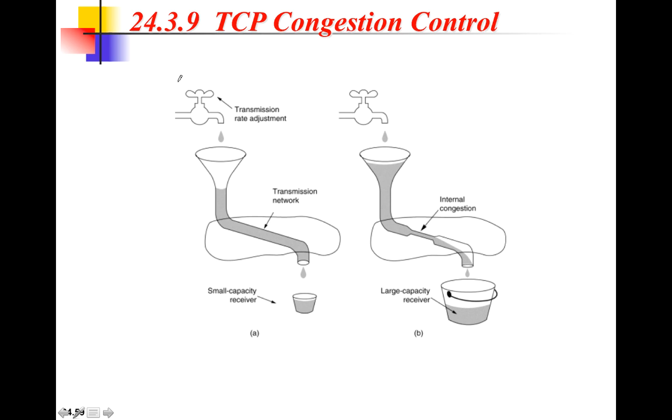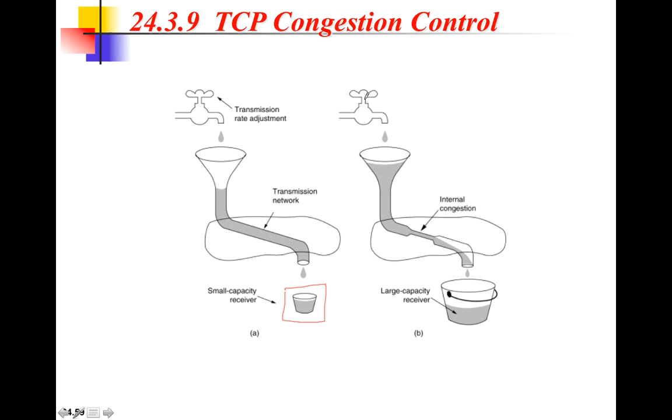We have a sender. In this case, we have a small capacity receiver, a small glass of water. However, remember from flow control, we have to regulate the speed of water so that the glass does not get overflown with water. But even though the receiver is small, the transmission network that we are using is not congested. There's no congestion here, so we have no problem of the packets reaching the receiver. They reach the receiver without any problem.